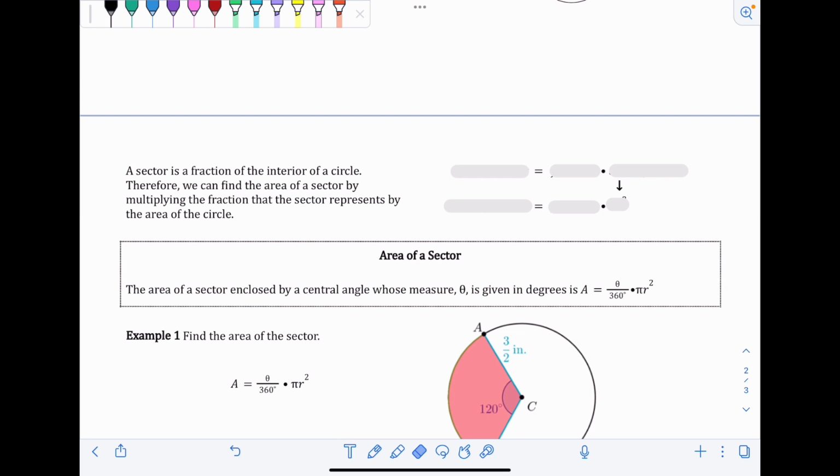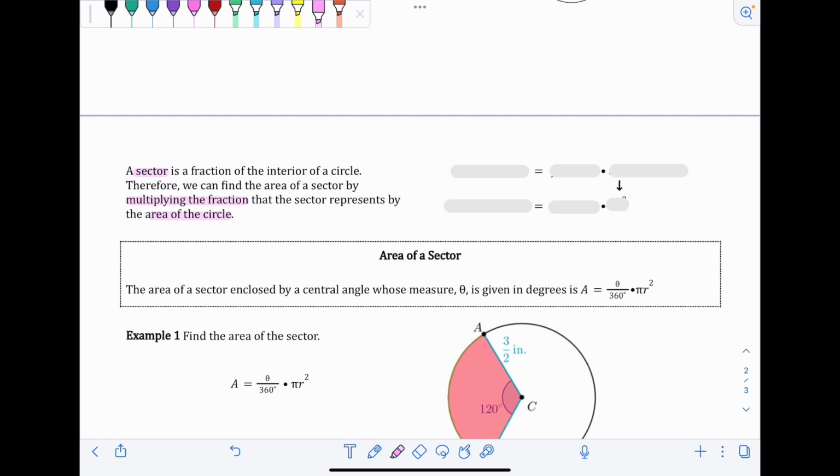Moving down to finding the area of a sector. A sector is a fraction of the interior of the circle. Therefore, we can find the area of the sector by multiplying the fraction that it represents by the area of the circle. So the area of a sector is very similar to arc length. With arc length, we had to find the fraction out of the whole circle and multiply it by the circumference to figure out what portion of the circumference the arc length represented. With sectors, we're dealing with a whole slice, including the area. So we're taking the fraction out of the whole circle and multiplying it by the entire area of the circle.